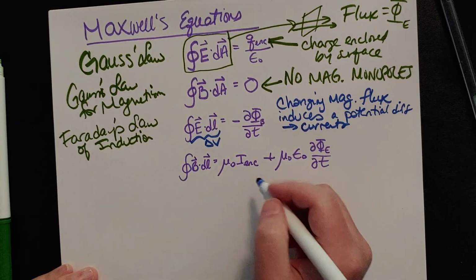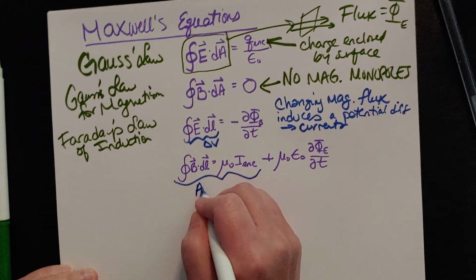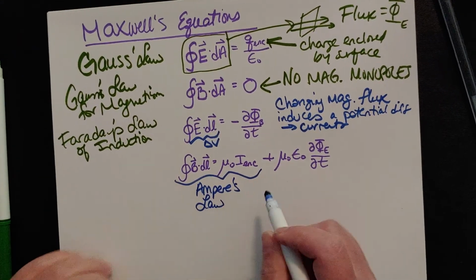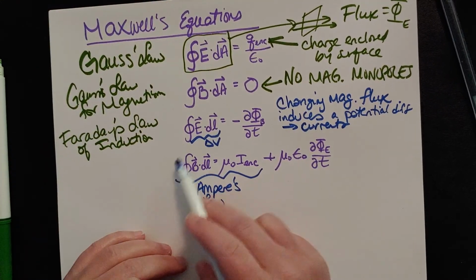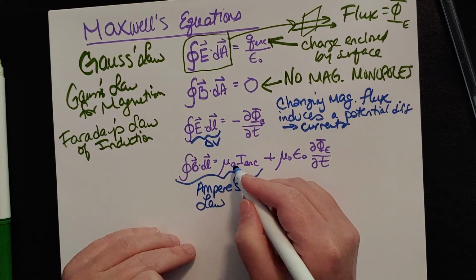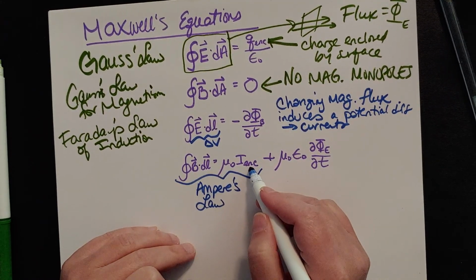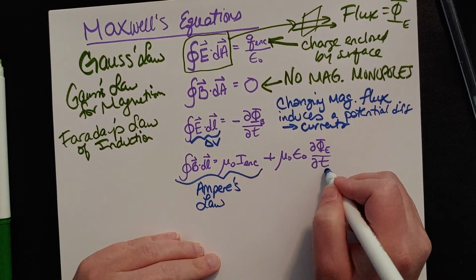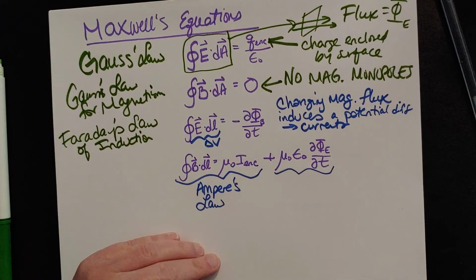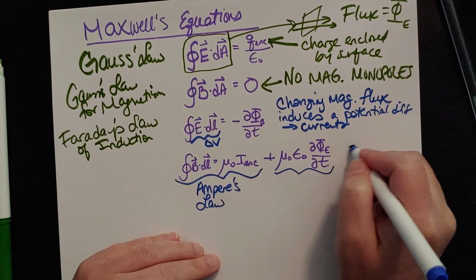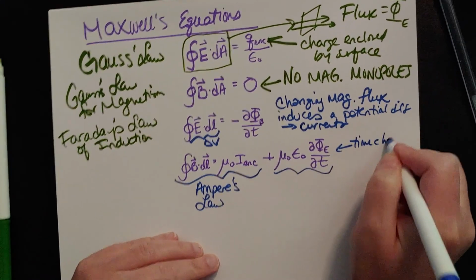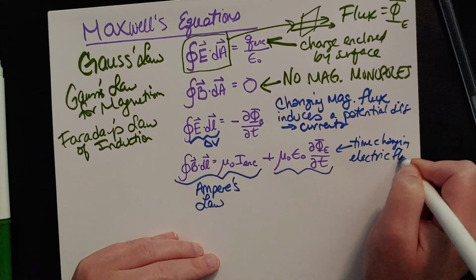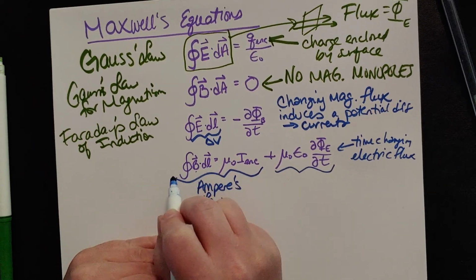This is Ampere's law. Looks a lot like Gauss's law. It's this line integral. You got this mu naught instead of epsilon naught, and you have a current that's enclosed. Cool. And then this is Maxwell's correction to Ampere's law. And it says that a time-changing electric flux also creates a magnetic field.